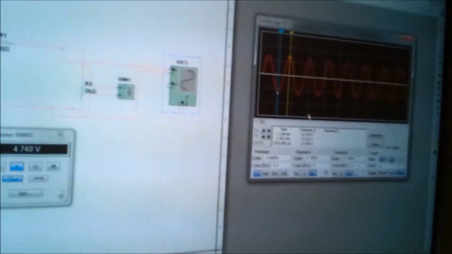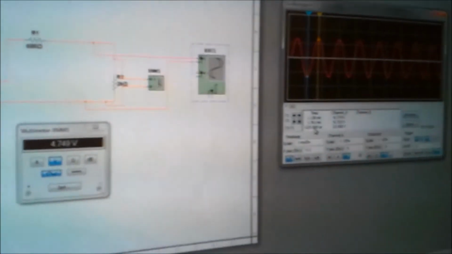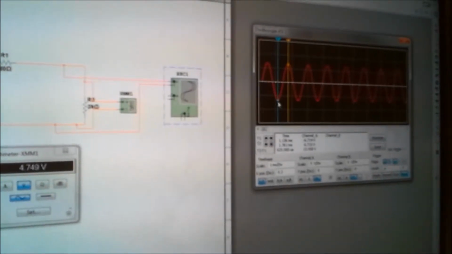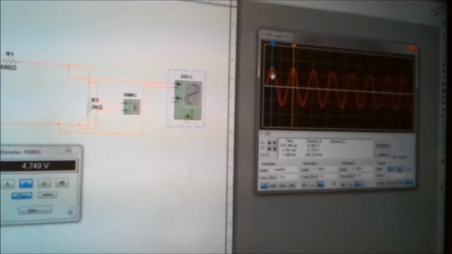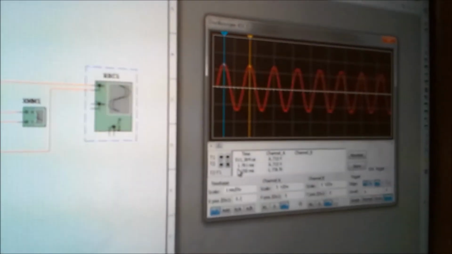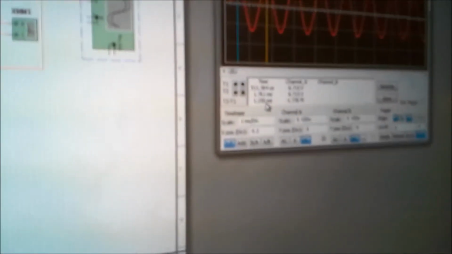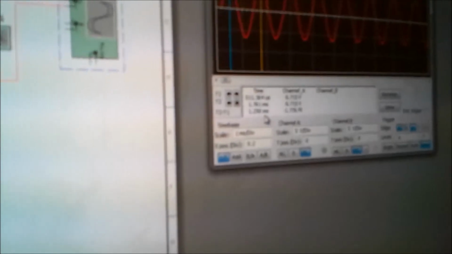Now our period is going to be 1.25 milliseconds. To get our frequency, we take 1 and divide it by our period of 1.25 milliseconds, multiply it by 1,000, and we get our frequency of 800 hertz.